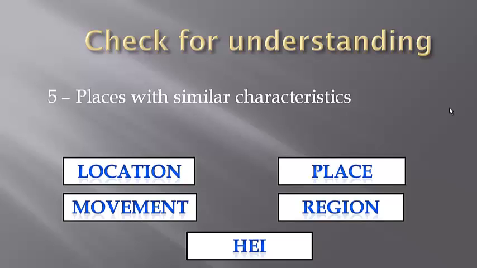Question number 5. Places with similar characteristics. This would be region. Again, these are similar characteristics that can be represented on a map, and as we look at maps from various time periods, we can see where things have stayed constant or where things have changed, and maybe gain a greater understanding of some of the events that have led to those changes.